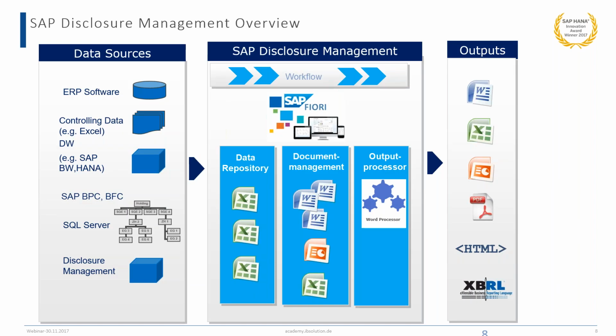Let's have a look at what is under the hood of disclosure management. So our initial starting point is our data sources, where our data is coming from. This can be ERP software, it could be Excel spreadsheets, you can connect disclosure management to your BW system or your HANA database. If you are using the EPM portfolio products, and here you can see we're naming BPC and FC consolidation system, you can connect it directly to your SQL server, and these are multiple ways of how you can generate data, and it's not one or the other.